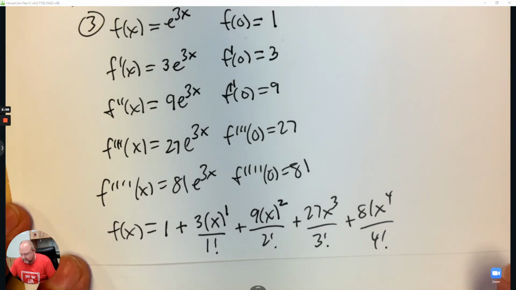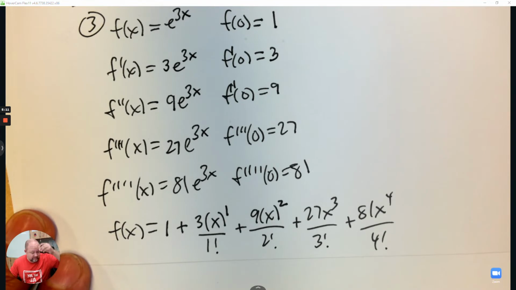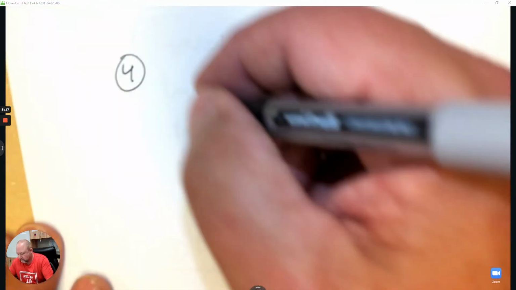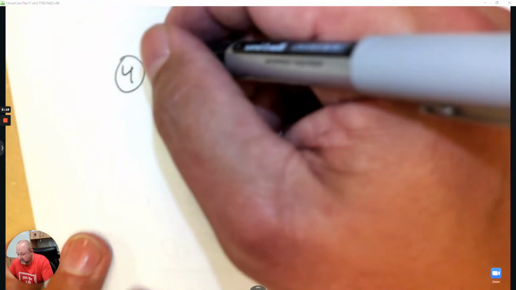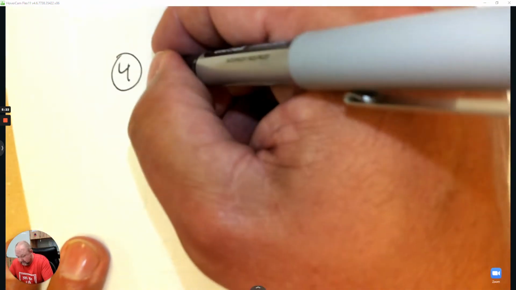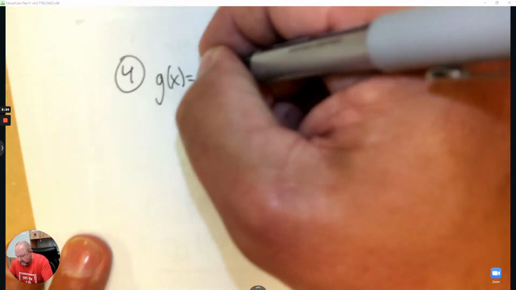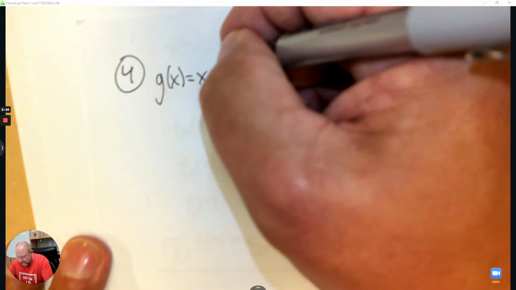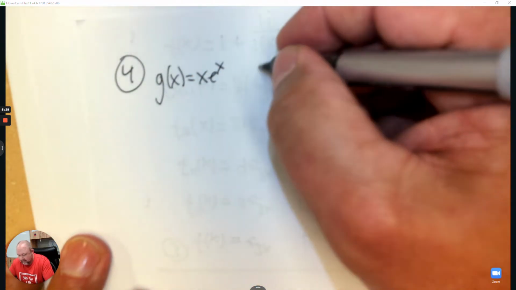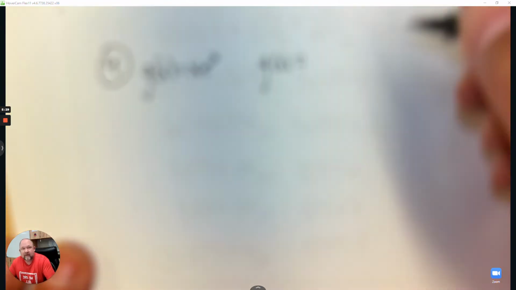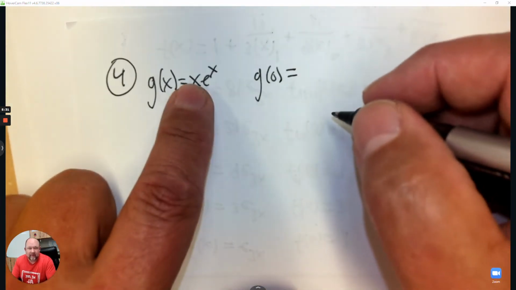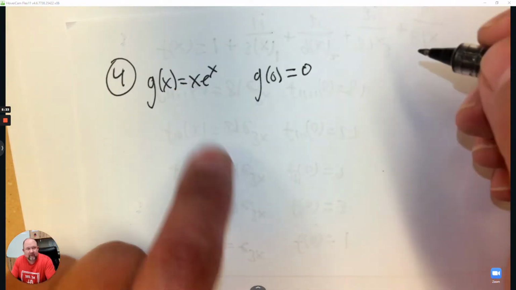Number 4. Use the definition of a fifth degree. So we have g at x equaling x times e to the x. Again, we're going to plug in 0. So if I plug in 0, the answer is 0.